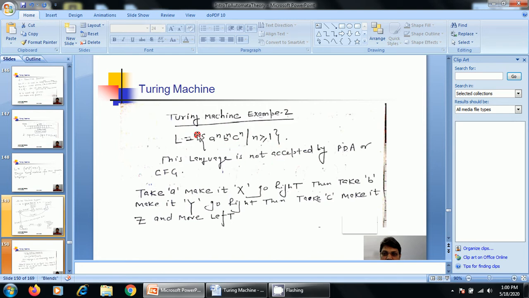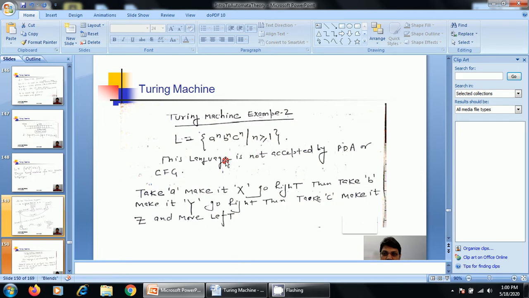Now how do you construct a Turing machine for this language? The logic is, see, take A, make it X, go right, then take B, make it Y, go right, and then take C, make it Z, and move left. What is the meaning of it?